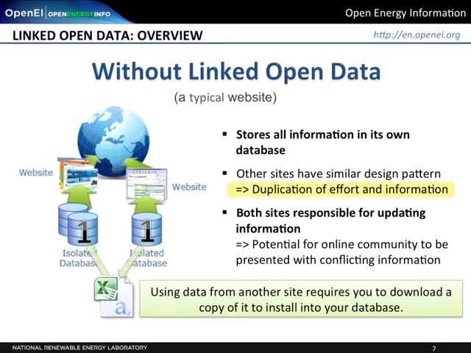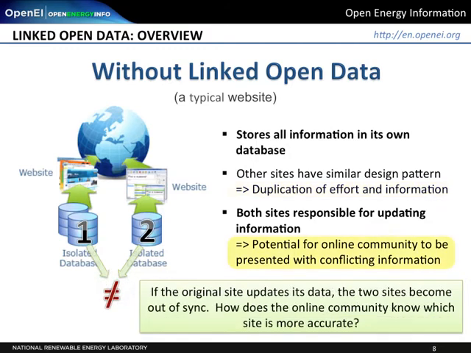This can lead to duplication of effort. Furthermore, if you want to display somebody else's data, you must download a copy of it, typically in a CSV file or Excel format, and then load it into your database. But if the original site then updates their data, your site is now serving an outdated version of that same information. This can lead to the online community being presented with conflicting information, and unless every piece of information on both sites is time-stamped, how is a user supposed to know which one is more accurate?